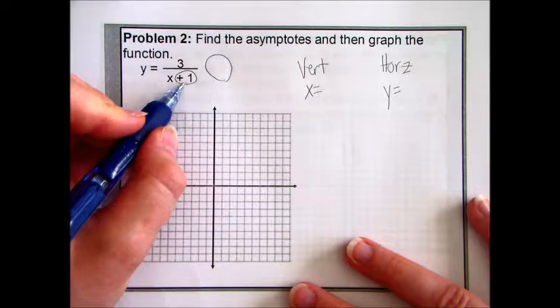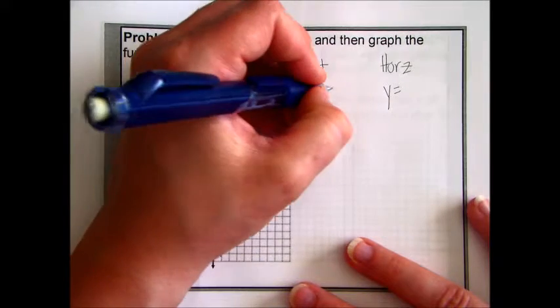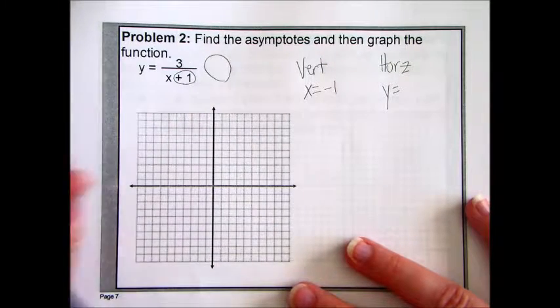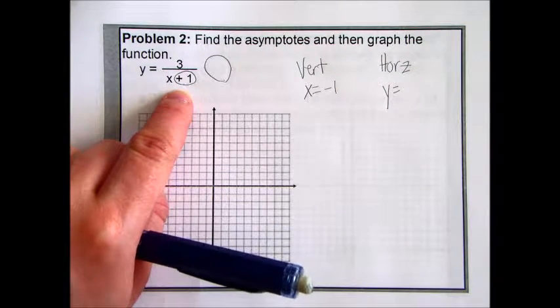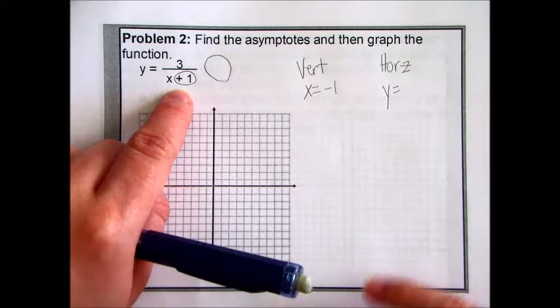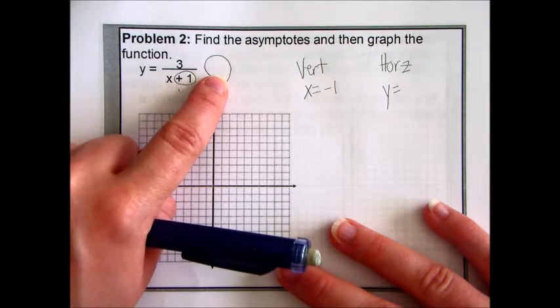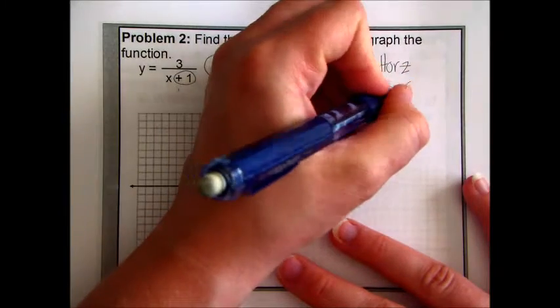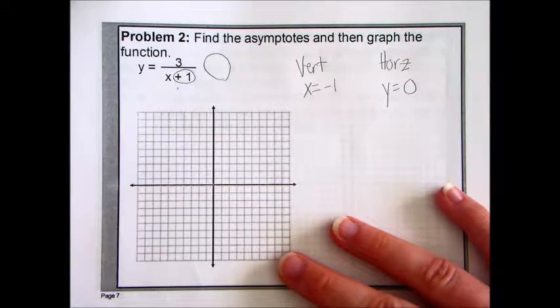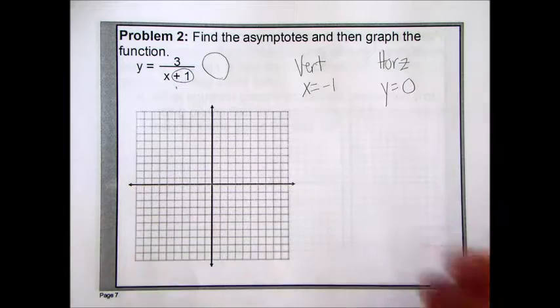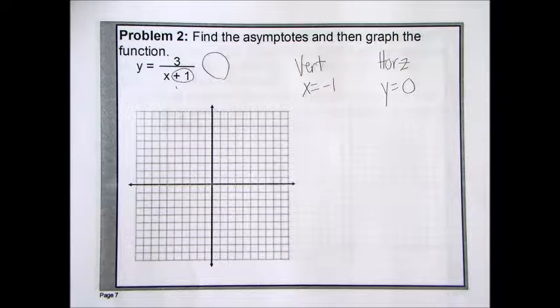X cannot equal the opposite of this, negative 1. That is because if you have a negative 1 down here, it would make your denominator 0. And because x cannot equal a negative 1, this number in the back, this big fat 0, y would be the asymptote of 0.